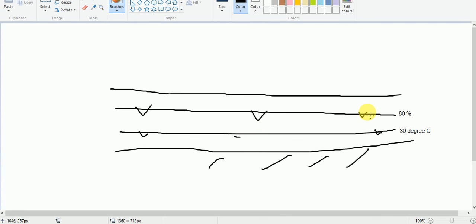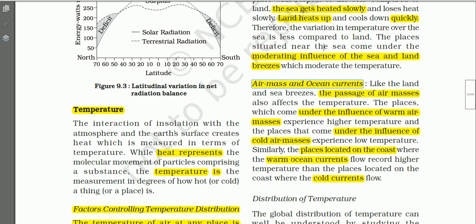This is what we call an air mass, and the size of an air mass is very big, more than hundreds and thousands of square kilometers in size, and the thickness is sometimes more than 10 kilometers. Let us read. So this is about air mass, and like land and sea breezes, the passes of air masses also affect the temperature.